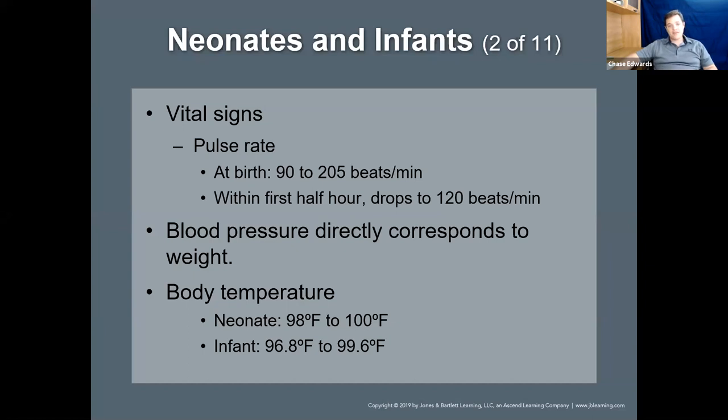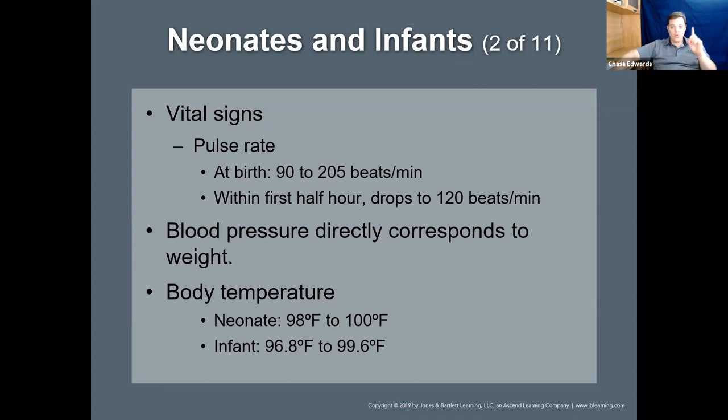So neonates and infants, vital signs. The younger the person, the faster the pulse rate and respirations. At birth, a pulse rate of 90 to 205 beats a minute and a respiratory rate of 30 to 60 breaths a minute are considered normal. Within the first half hour after birth, a neonate's pulse often drops to 120 beats a minute and the respiratory rate falls to between 30 to 40 breaths a minute. Okay?